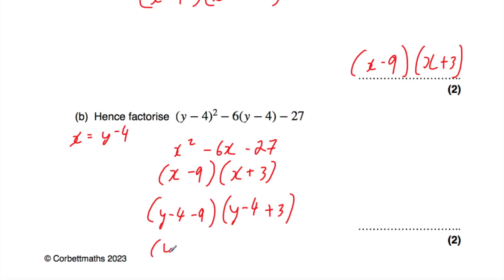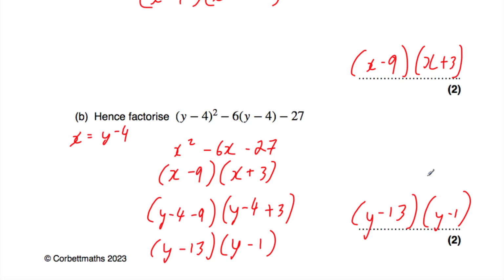In this bracket, we would have y, we've got minus 4, take away 9, that'll be minus 13. And here we've got y, and then minus 4 plus 3, that'll be minus 1. So the answer would be (y minus 13)(y minus 1). And that's it, we've factorised that.